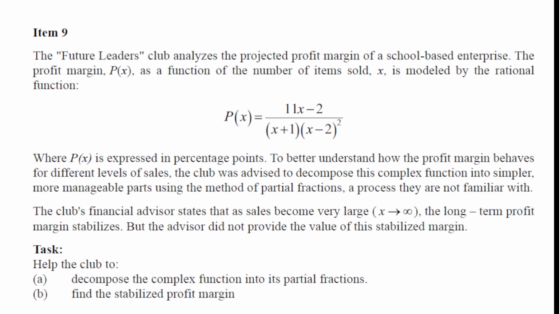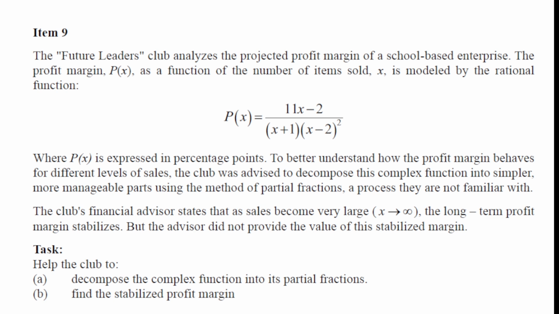To better understand how the profit margin behaves for different levels of sales, the club was advised to decompose this complex function into simpler, more manageable parts using the method of partial fractions, a process they are not familiar with. So you can already see that our challenge is there. If we run to the tasks, part A: help the club decompose the complex function into its partial fractions. Before we even continue, you can easily identify that the challenge at hand is being able to decompose the rational function into simpler parts in order to understand how the profit margin behaves.